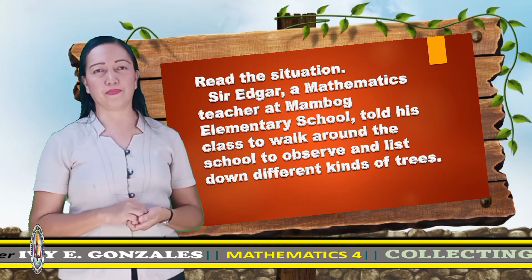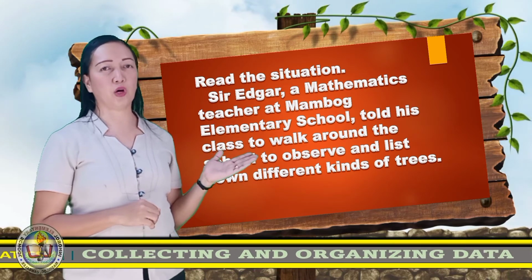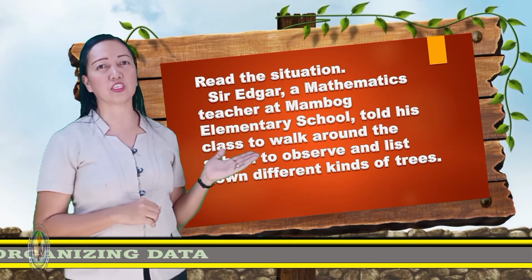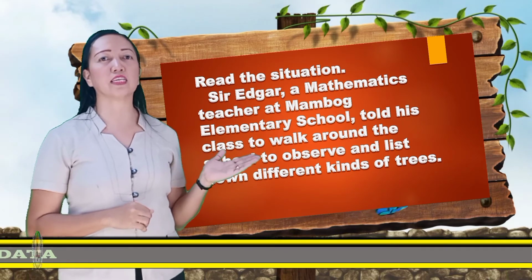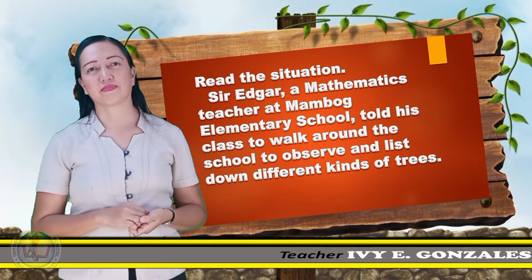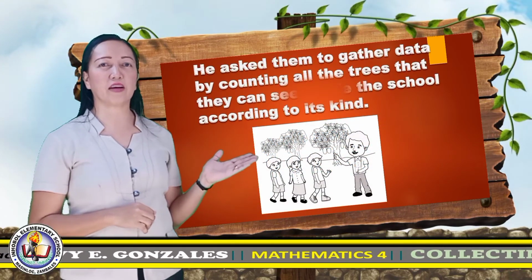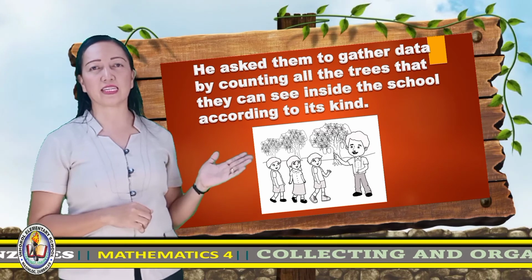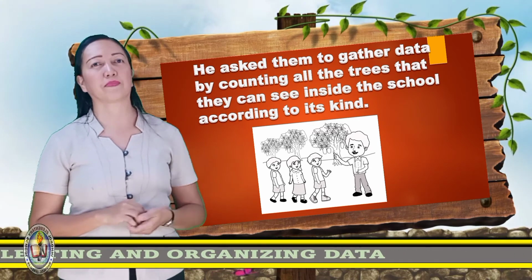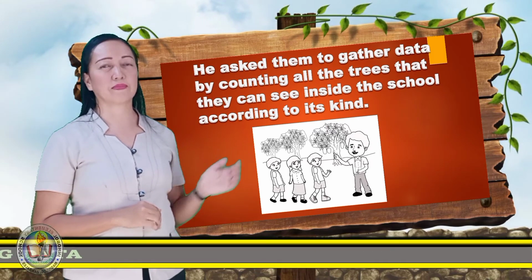Read the situation. Sir Edgar, a mathematics teacher of Mambog Elementary School, told his class to walk around the school to observe and list down different kinds of trees. He asked them to gather data by counting all the trees that they can see inside the school according to its kind. Here are the trees that were listed down by the pupils.